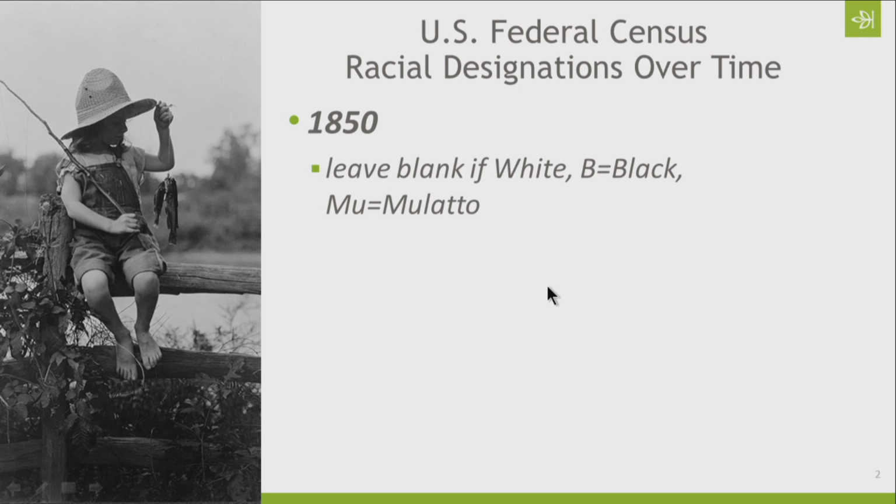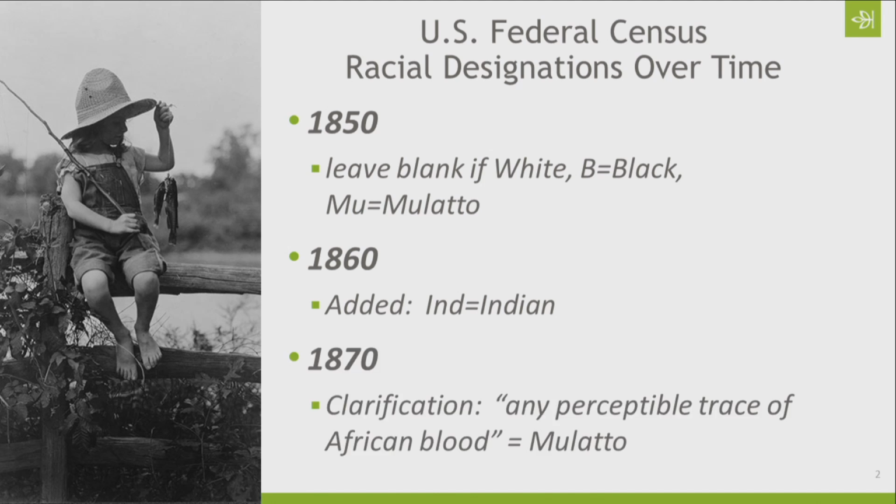We're going to start with the 1850 U.S. federal census. That's the first census where the census enumerators were given instructions specifically about race, where there was a place to record that information. The instructions were really basic. You can see here on the screen. If they were white, they were to leave that field blank. If they were black, they were to put a B. And if they were mulatto, they were to put an MU. By 1860, they simply added one designation, which was IND for Indian, understood to be Native American.